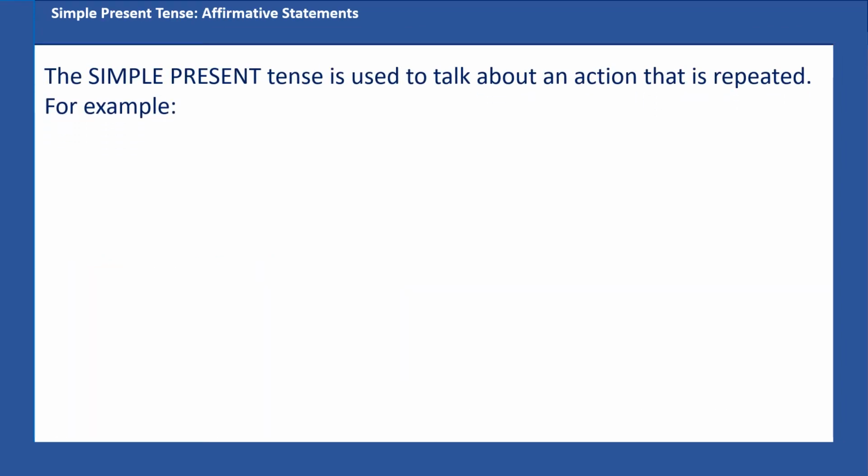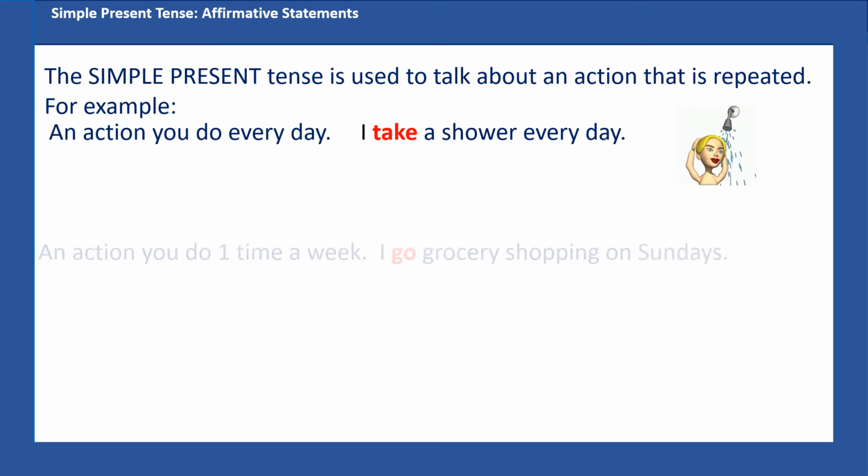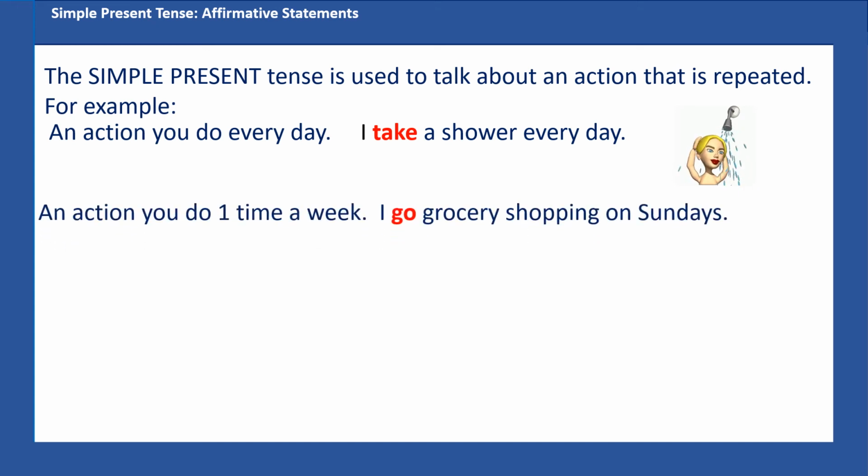The simple present tense is used to talk about an action that is repeated. For example, an action you do every day. I take a shower every day. Monday, Tuesday, Wednesday, Thursday, Friday, Saturday, Sunday. It's also used for an action you do one time a week. I go grocery shopping on Sundays. So we say I go grocery shopping every Sunday or on Sundays.